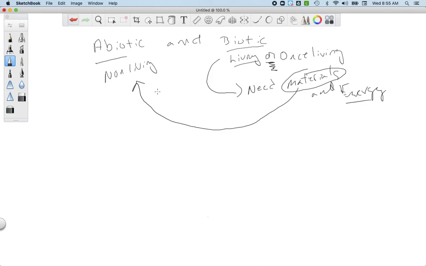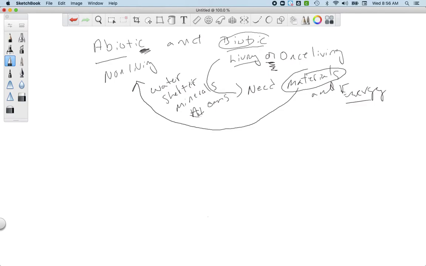And some of those materials are abiotic factors. Things like water, shelter, minerals. Even atoms would be considered non-living, but they're important parts of living materials. So when we talk about how living materials interact with each other and with the environment, we not only think of the living things, we have to keep in mind the non-living things as well.